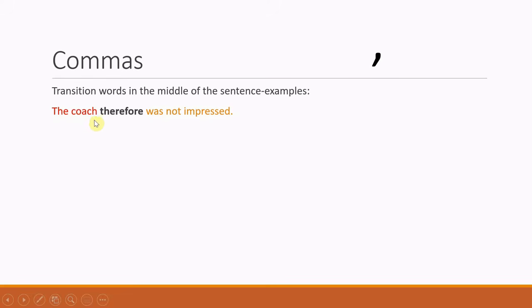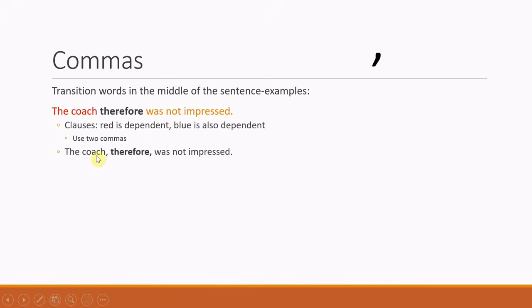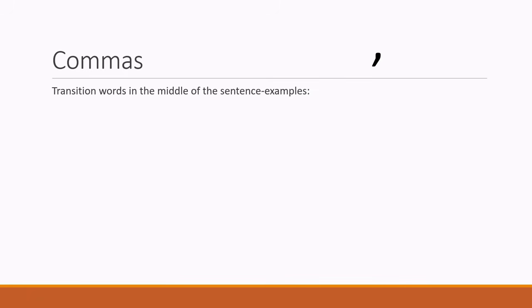So to the left, the coach. That's not an independent clause. It's dependent. It's just a subject. On the right hand, was not impressed. Also dependent. So in this case, we do not have two independent clauses. We have dependent, dependent. We're going to want to put a comma on both sides. So it should be written like this: "The coach, therefore, was not impressed." Notice that in essence it's just making it an interrupter, because we could take it out and just have "The coach was not impressed," and that's okay. That's what's going on here.